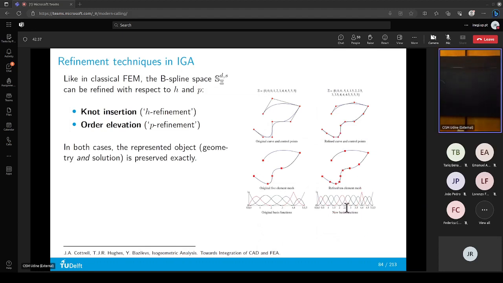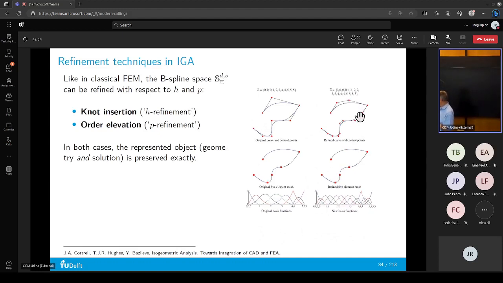This would be the illustration of what happens with the curve. So this is again not insertion. We have the old shape, and then we are representing it with more control points, but it is still exactly the same shape. And with order elevation, the same. Take-home message: shape is preserved.